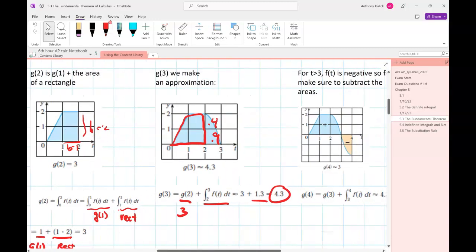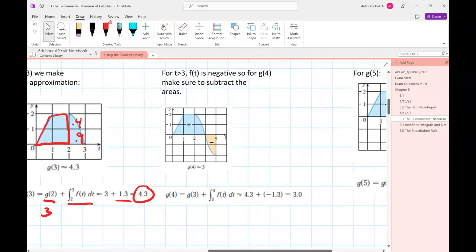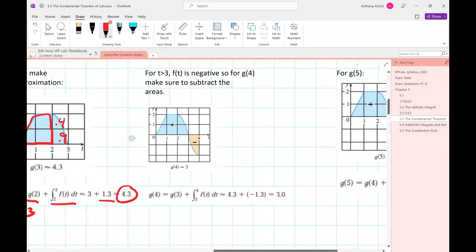Okay. Let's look at G of 4. So notice here, I have my G of 3 that I just did, and then I have this new piece, but that new piece is below the x-axis. So I know that I'm going to be getting a negative area. So G of 3, which was 4.3, we just did. And this new integral should be negative because it was below the x-axis.